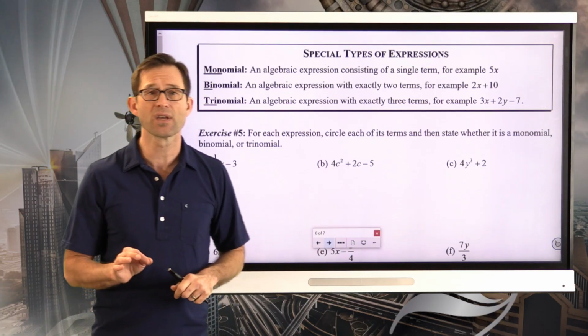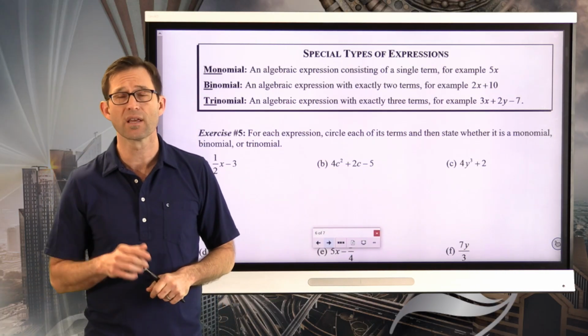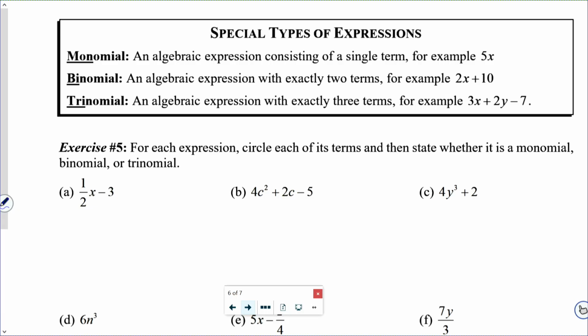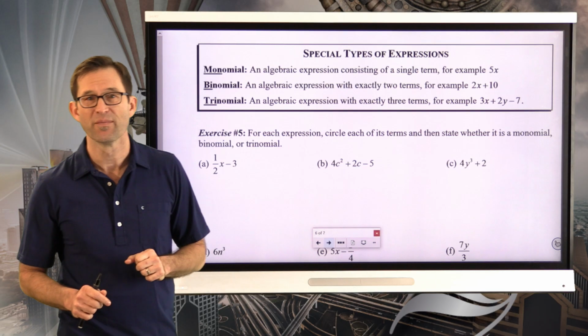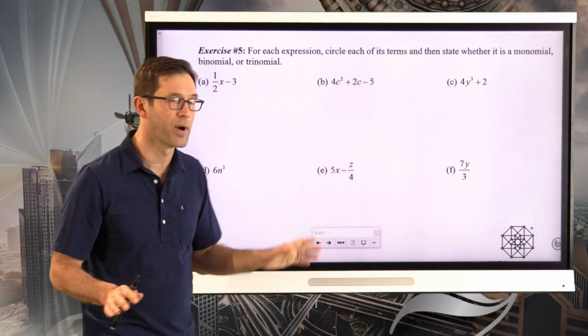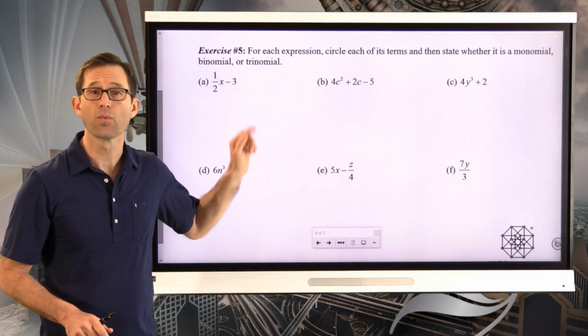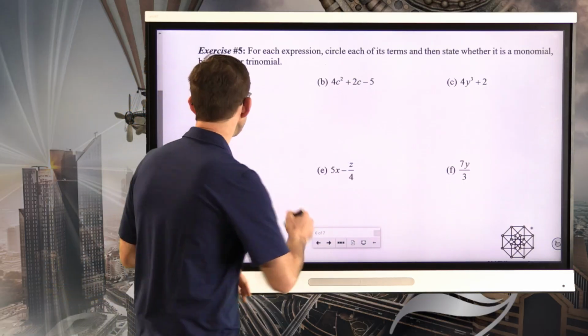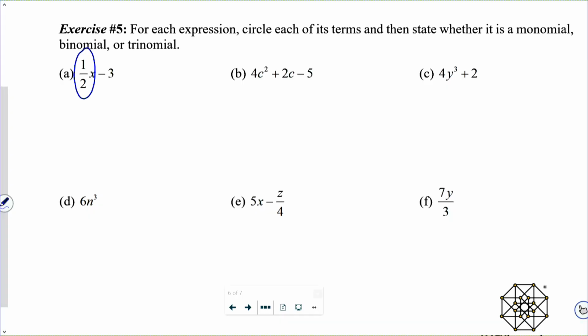Okay, so our last exercise of the day, pretty similar to our last one. Let's take a look at exercise 5. For each expression, circle each of its terms, and then state whether it is a monomial, a binomial, or a trinomial. All right, so this is kind of cool, right? Let's do the first two together, and then we'll turn you loose to do the rest of them. In this first expression, 1/2 times x minus 3, here's one term, here's two terms. Because it's got two terms, this is a binomial.